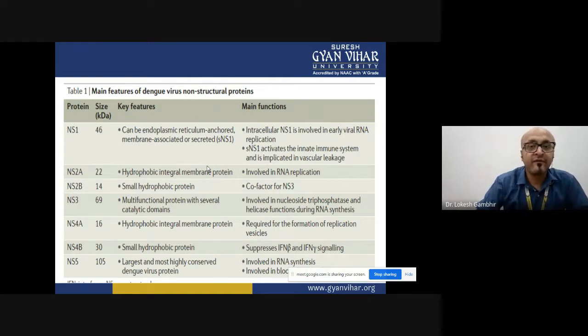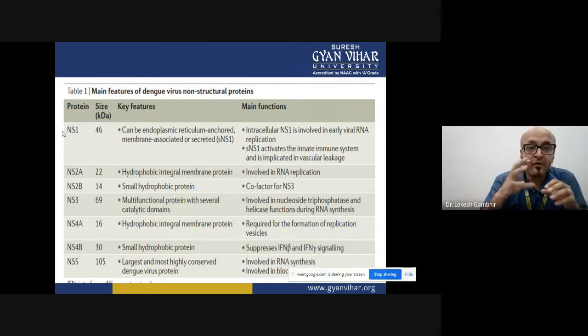So if a virus wants to infect me, it has to design a certain mechanism by which it can evade my coordinated immune response. And that is the function of this first protein, NS1. Now this NS1 protein, although it is involved in the early phase of replication, actually activates our immune response.